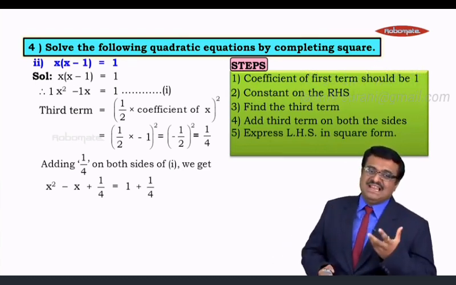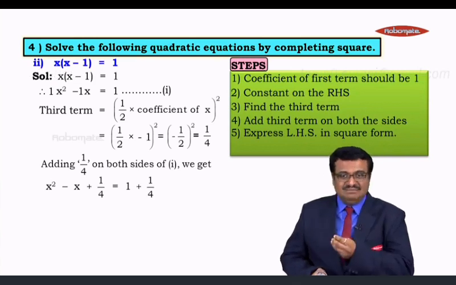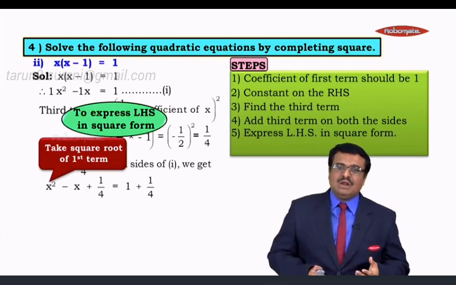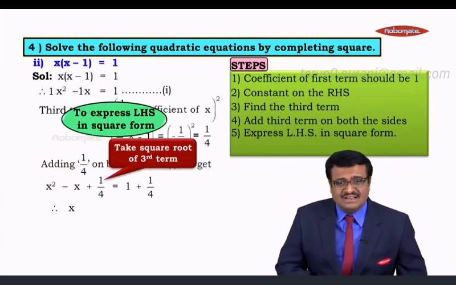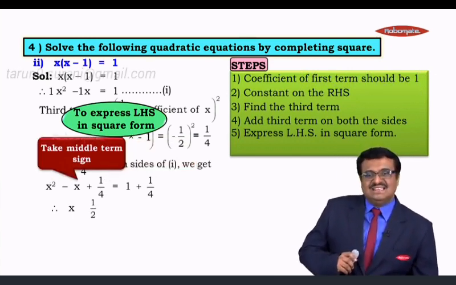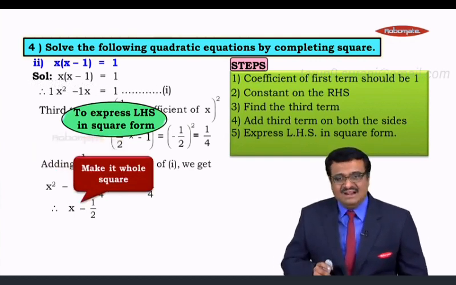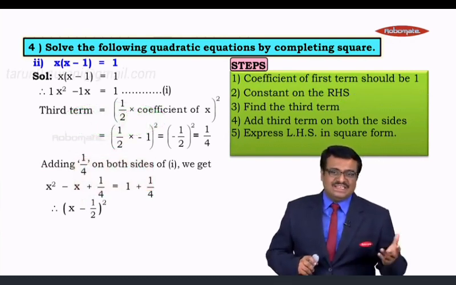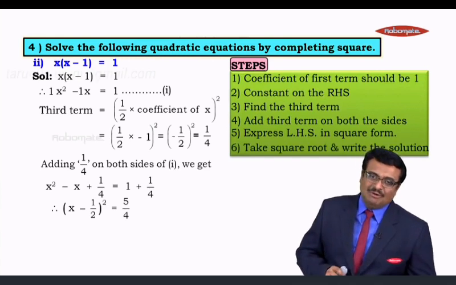Now, express the LHS in the square form. How will you express the LHS in the square form? Last time we saw taking square root of the first term. So, to express LHS in the square form, take square root of the first term, x square square root. What is that? x. Take square root of the third term, 1 by 4 square root. What is that? 1 by 2. And the sign of the middle term. Take the middle term sign. What is that? Minus. And make it the whole square. x minus 1 by 2 the whole square is equal to, right side you know how to add, cross multiply, 4 plus 1, which is equal to 5 upon 4.